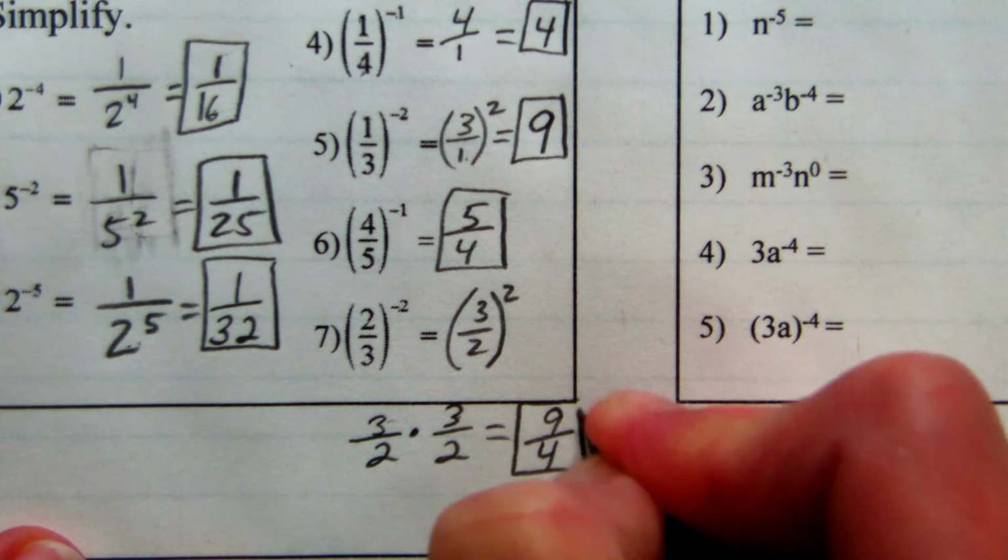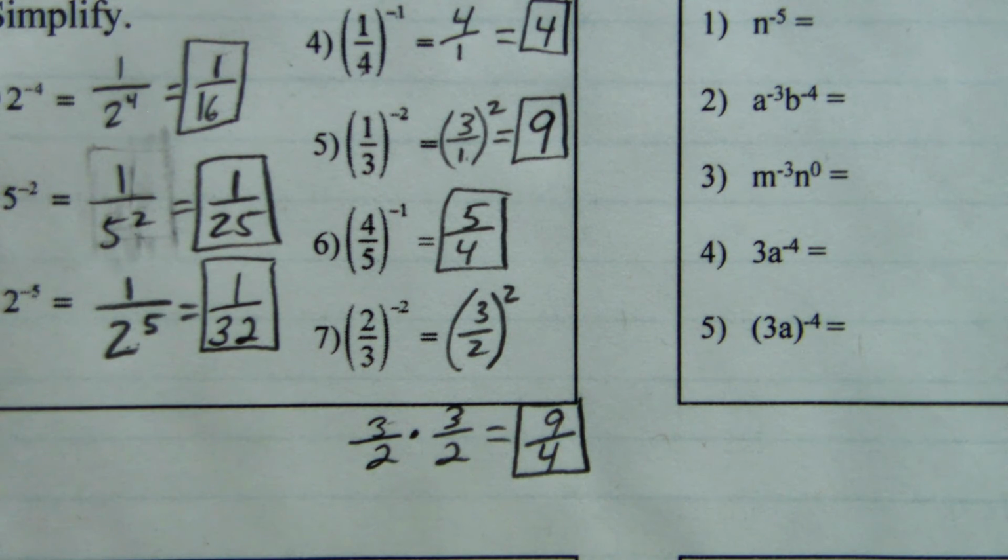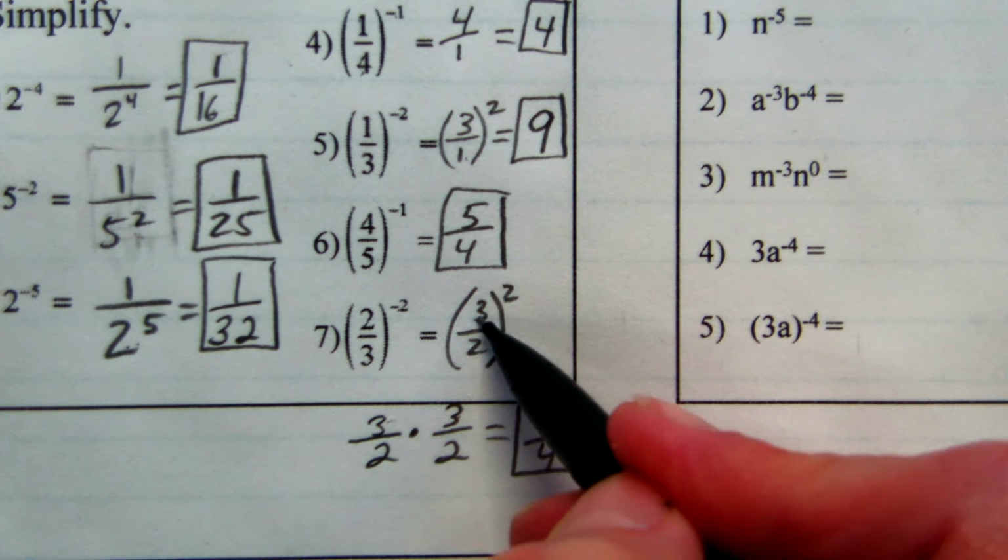I don't need you to change that to a mixed number. I really don't want the decimal. Just square the top and square the bottom.